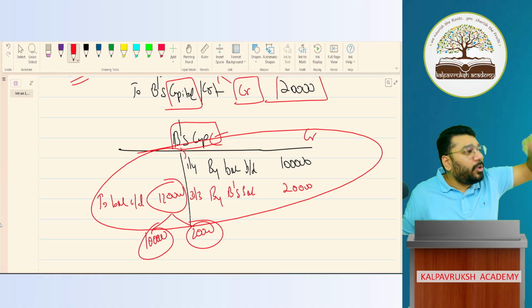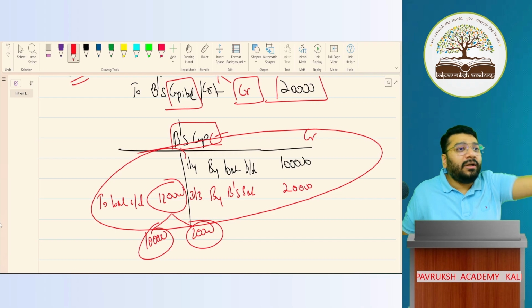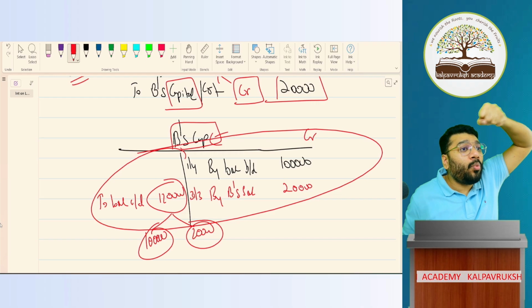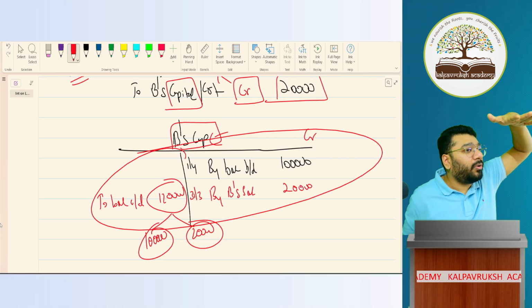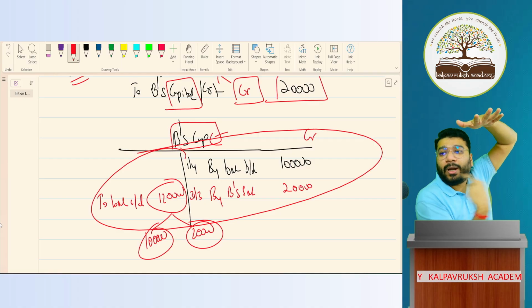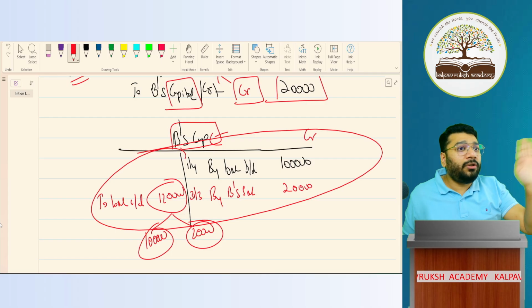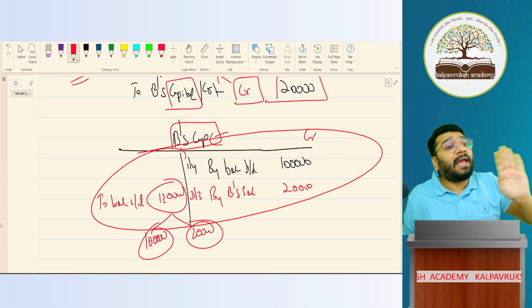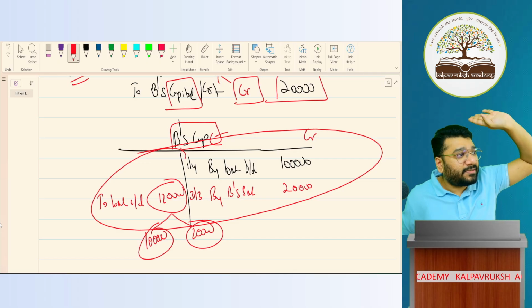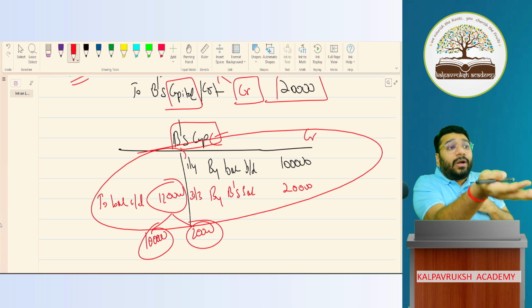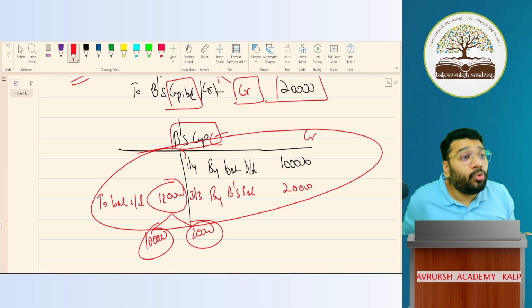Whatever I have to get from him, whatever I have to pay, whatever I have to receive, everything will be recorded under one common roof called the capital and current account. Got it, not got it? I have not told you what is capital, what is current. When capital will come, when current will come, I'll discuss in the next class. I'm just telling you, whatever I have to give to the partner or receive from the partner will be routed through capital or current account.